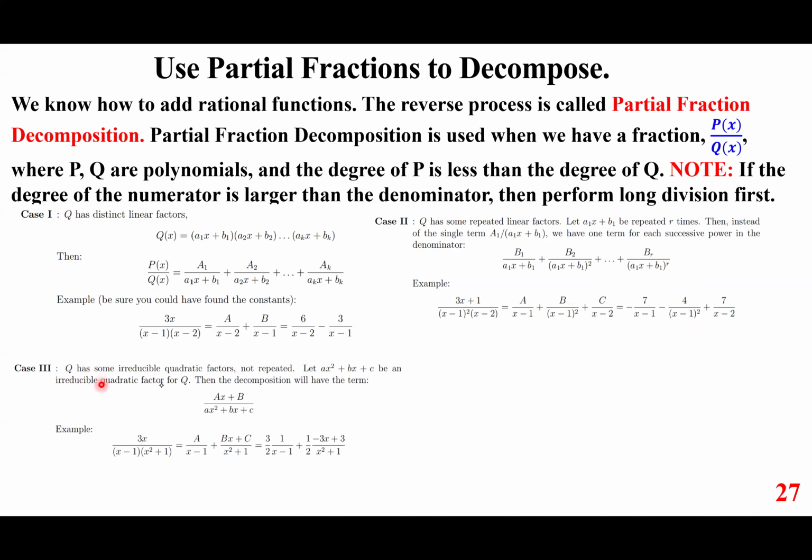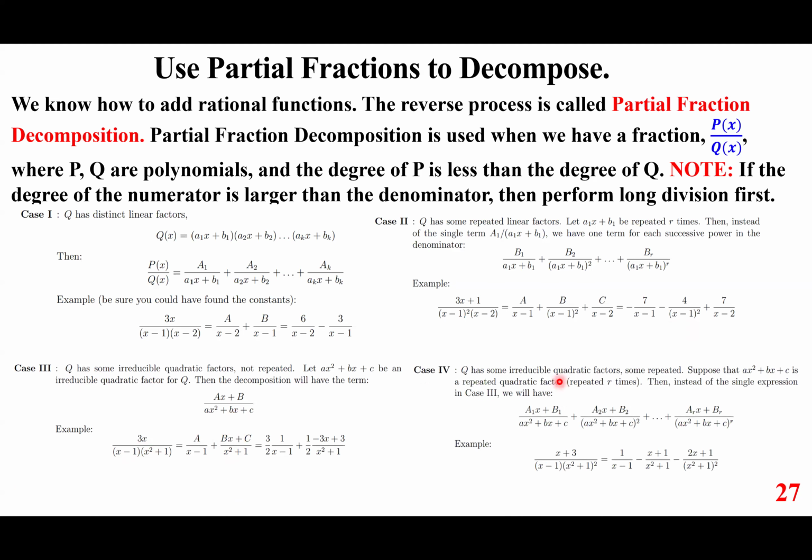The third case, Q has some irreducible quadratic factors. For example, if you look at this one, the denominator has the factor of x minus 1 and x squared plus 1. x squared plus 1 is of degree 2, and it can't be factored. Then in that case, you put a over x minus 1. And because this is degree 2, the numerator is degree 1, so bx plus c. And you go through the process of finding it. And finally, if that repeats, Q has irreducible quadratic factors, some repeated. If that repeats, this one is x squared plus 1, this is x squared plus 1 quantity squared.